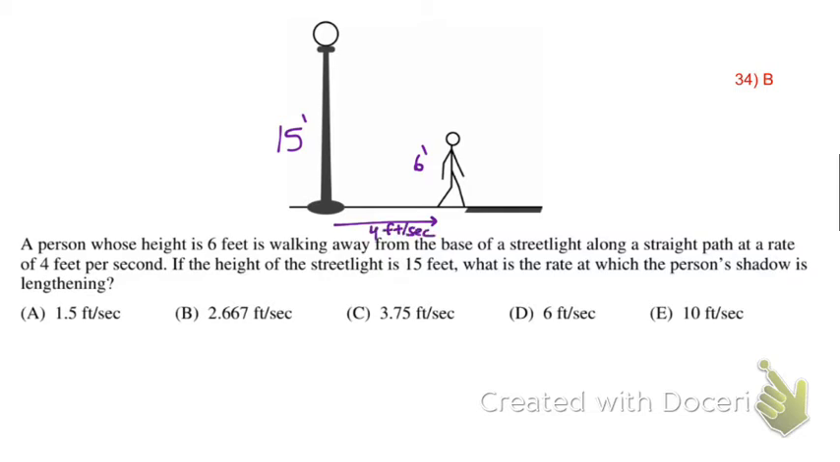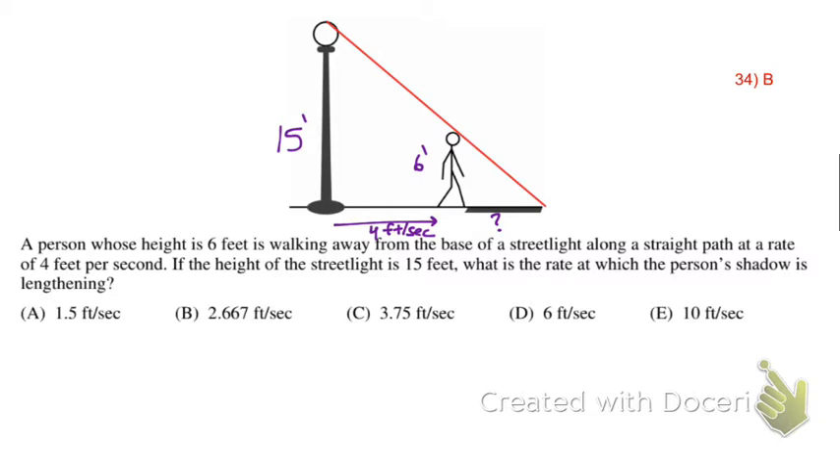It says if the height of the street light is 15 feet, what is the rate at which the person's shadow is lengthening? So you can see, if you draw from the top of the street light to the top of the person's head, I can't get it perfect here. There we go. From the top of the street light to the top of the person's head, you can see that it creates this shadow. So this is an unknown, and they're looking for the rate at which that unknown is lengthening.